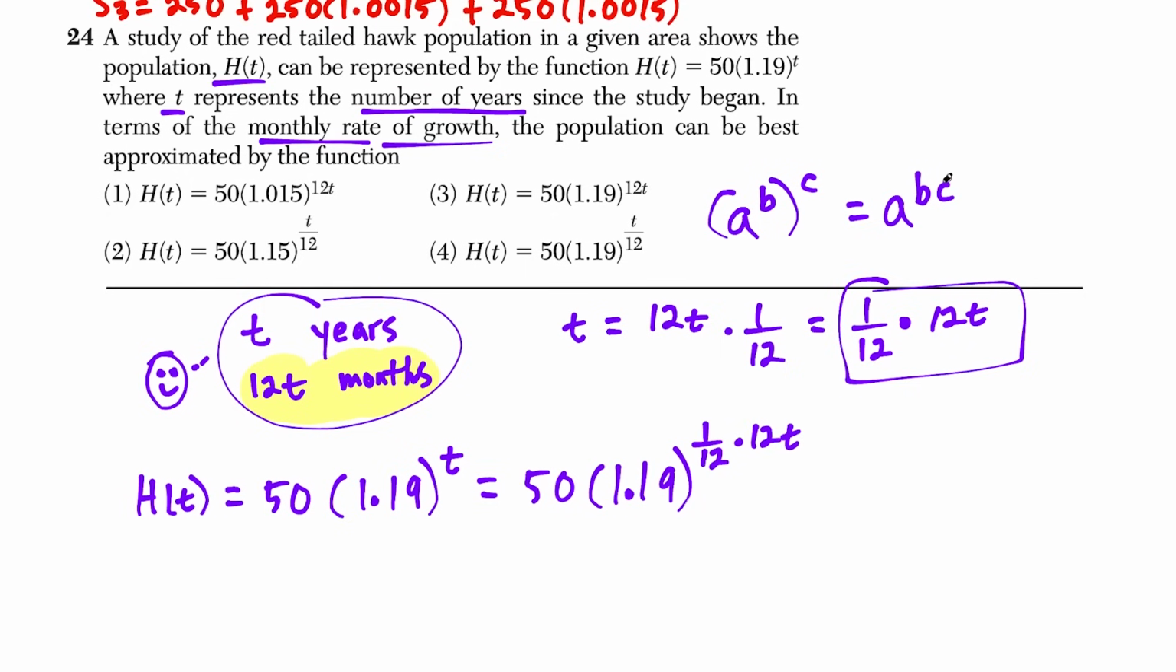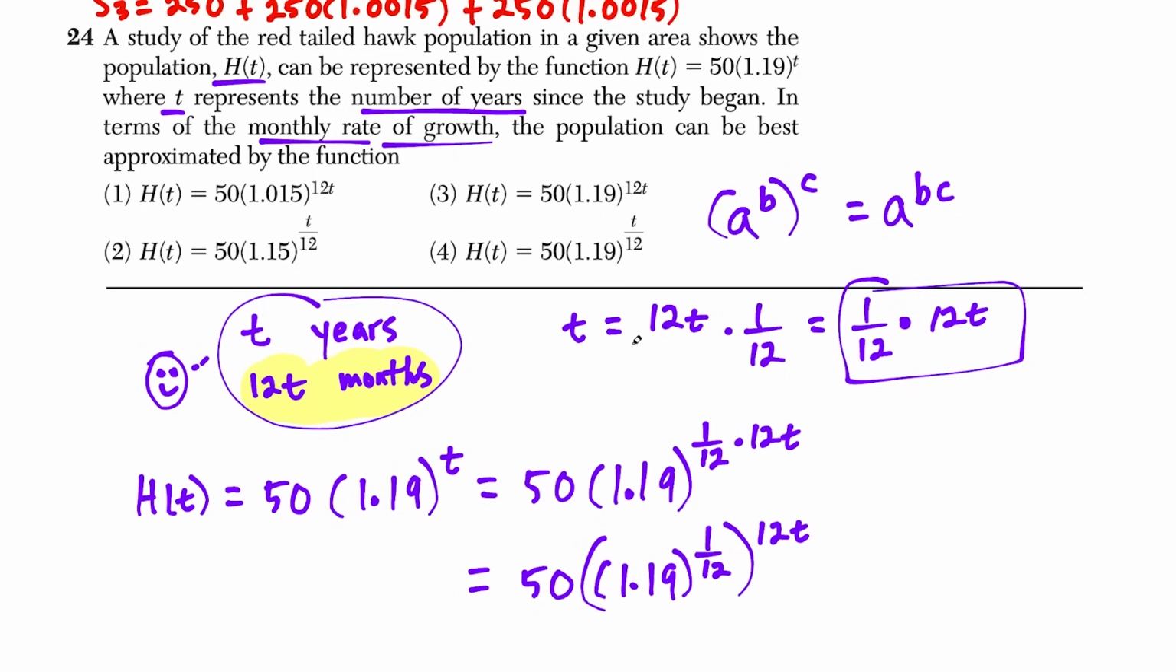But remember, when I have a product, I could write this as a power to a power. So now I could say this is equal to 50, and then I'm multiplying by 1.19 to the 1 over 12, but then I'm raising this to the 12t power. And notice that if I were to multiply these two powers together, it would bring us right back to where we started. So these are definitely equivalent.